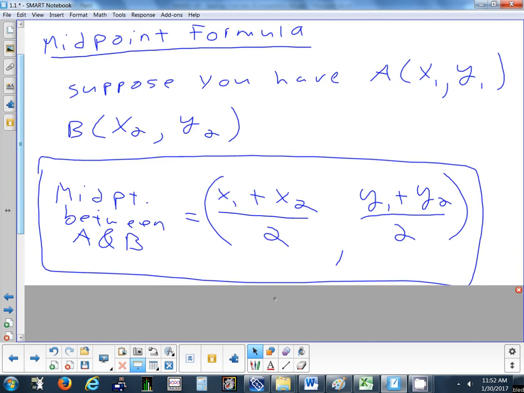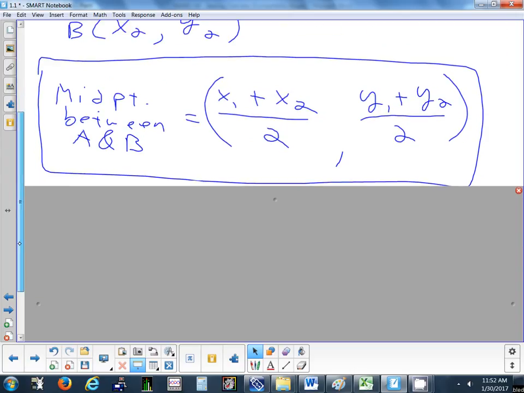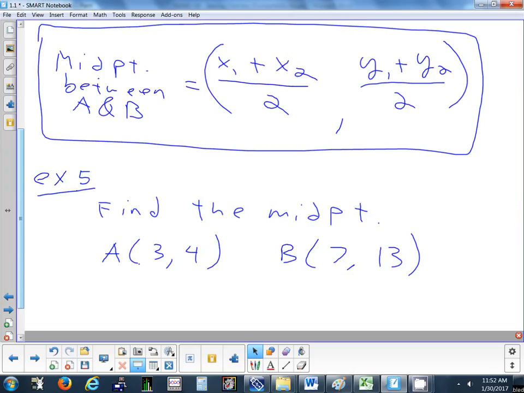Does everybody have the top part? Suppose you have. Okay, so take a second on your own, see if you can find the midpoint between those 2 points. And if you get a decimal, you can write it as a decimal or leave it as a fraction.